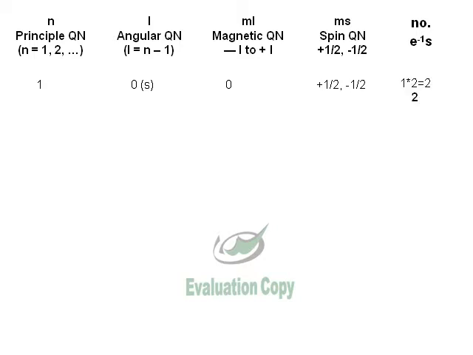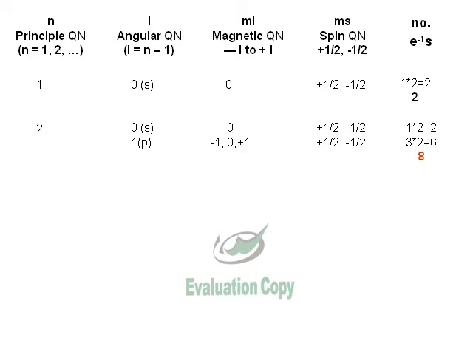So when I take n equals 2, as l can take values up to 1 less than n, I'll have 2 values of l, 0 and 1, giving me an s and a p level. And this gives me more magnetic quantum numbers, giving me the total number of electrons, 2 from s and 6 from p, as 8. So the level n equals 2 will have a total of 8 electrons.